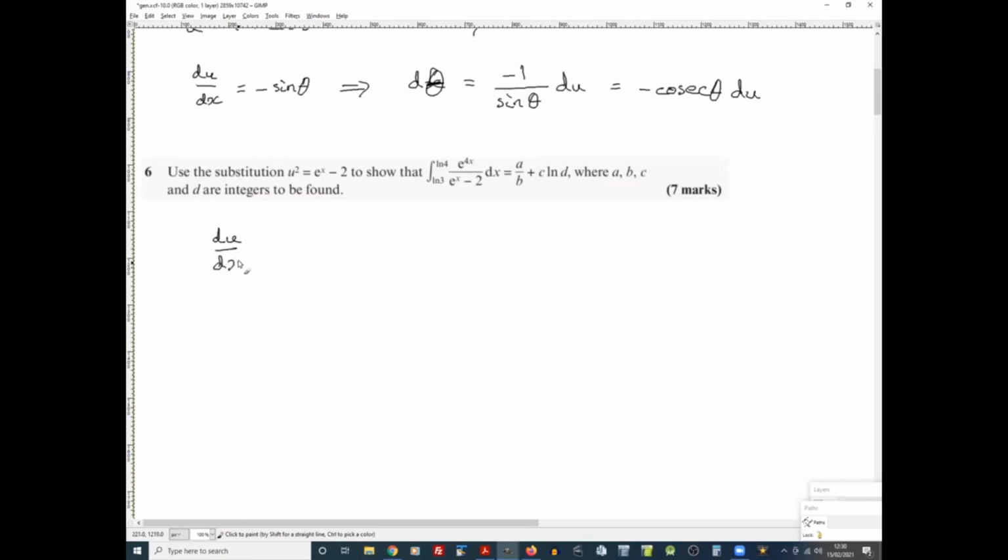Now it's not obvious what du dx will equal, is it? Why not? Because we've got u squared. Yeah, but that's not necessarily a problem. We can square root it, but I'd rather not. We could, but this is definitely a case for a very convenient technique.